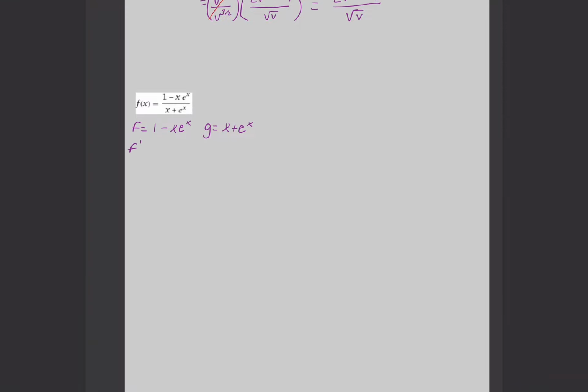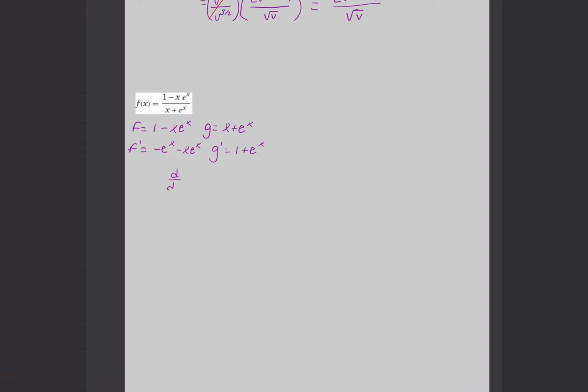Now if we take the derivative of both terms, for this first term, that 1 will be a constant and get wiped out since the derivative of a constant is 0. And the second term, we're going to have to use the product rule on, and we'll get negative e to the x minus x e to the x. And now our g prime will be 1 plus e to the x.